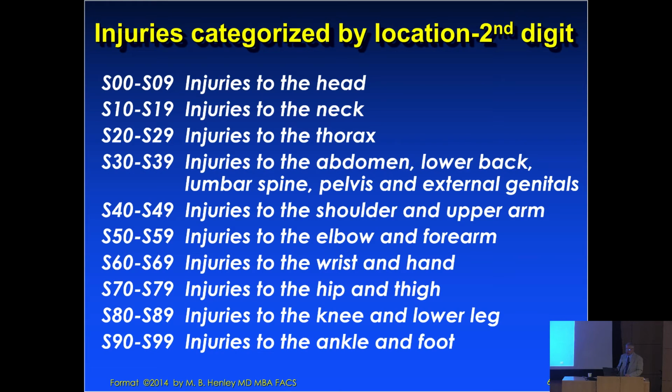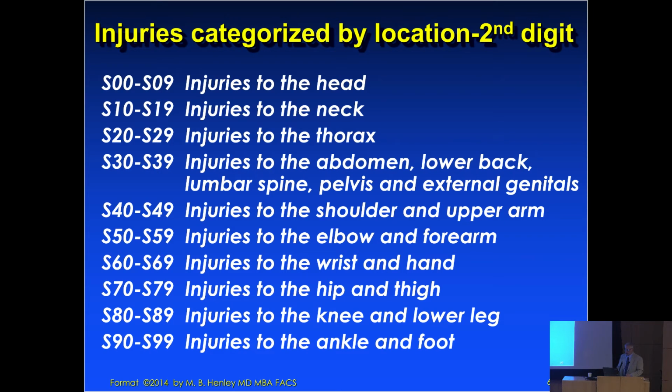Now, if you look at Chapter 19, again, it's the S chapter for the most part. You can see it's arranged by the second character anatomically. It follows a template. So S0 is injuries to the head, S1 to the neck, S2 to the thorax, S3 to the abdomen, lower back, lumbar spine, pelvis, and working down to S9 to the ankle and foot.